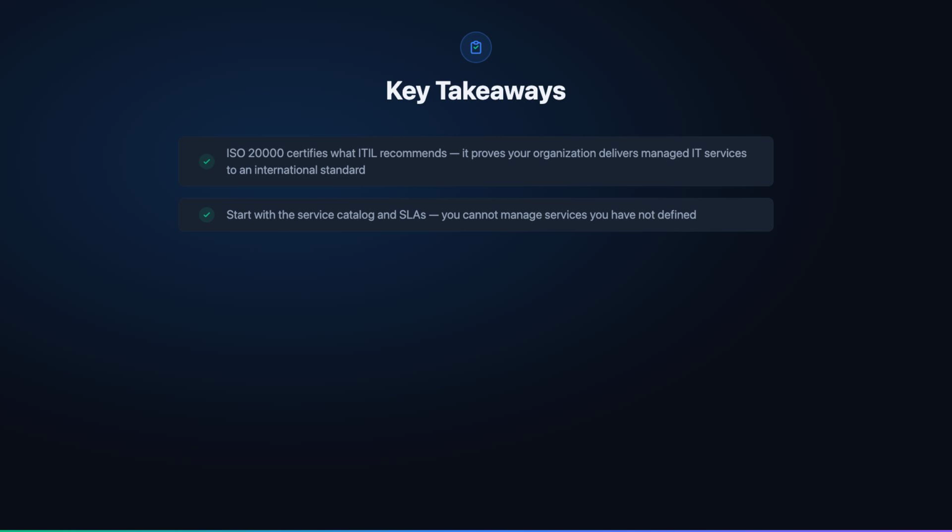Second, start with the service catalog and service level agreements. You cannot manage, measure, or improve services that are not clearly defined. The service catalog is the foundation that all other processes depend on.